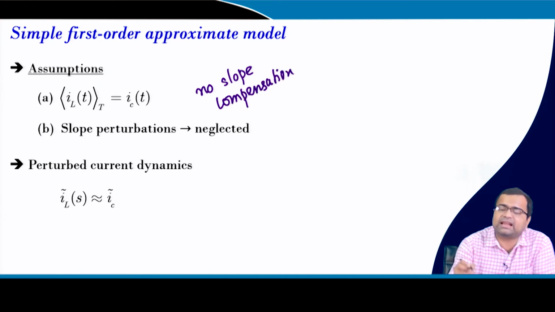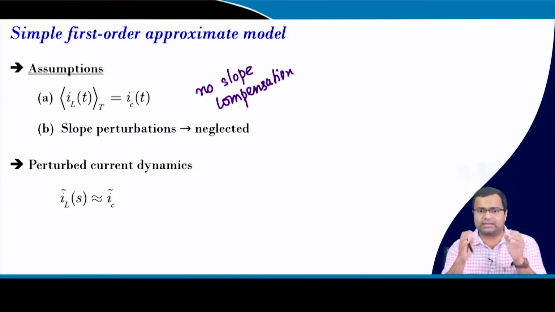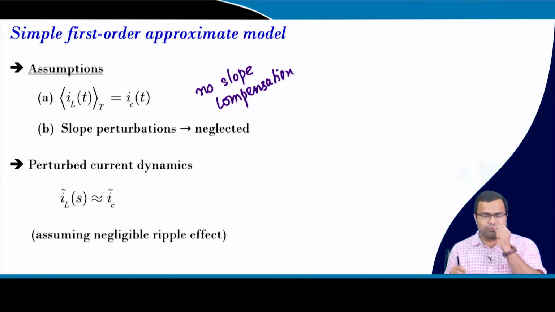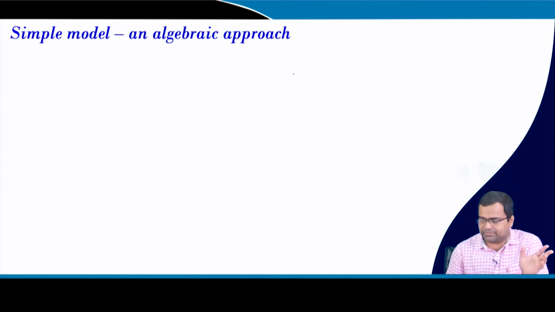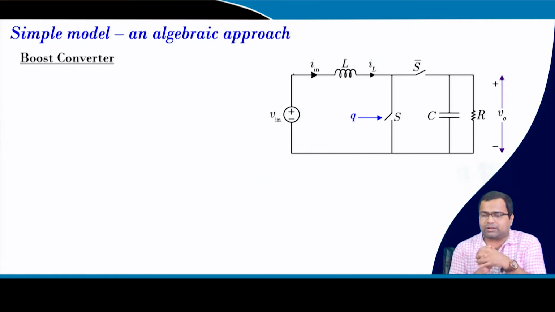That means we are not adding any ramp with the inductor current, assuming negligible ripple that we have discussed. Now, if we start with this basic assumption, then we will see this circuit becomes very simple. How? You take a boost converter.